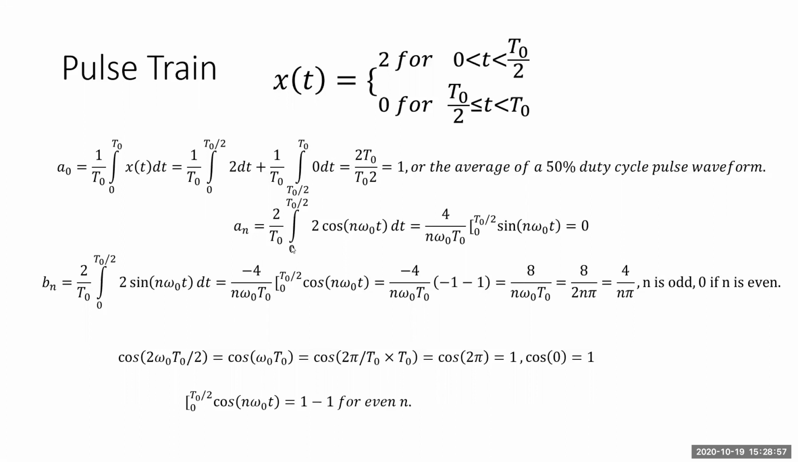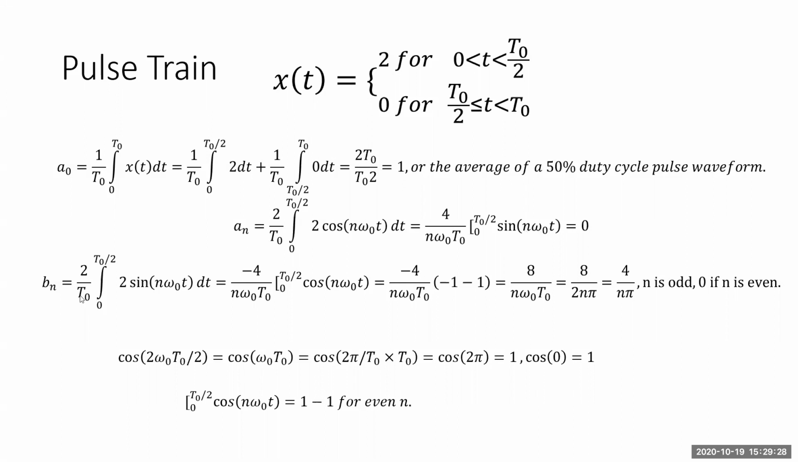Since this part is always 0, for the rest of the example I'm only going to go between 0 and half the period. So I have 2, that's the original signal, times cosine. I work it through, and it turns out that no matter what n is, it's 0.